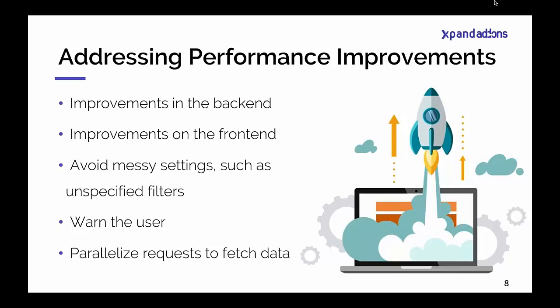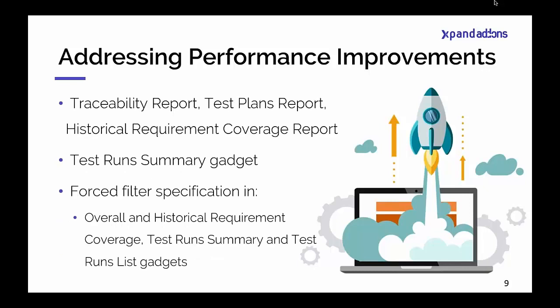And we also made some requests in parallel in order to obtain the relevant information for the reports or for the gadgets. As you can see, we made improvements in several of the heavier built-in reports and also on the most expensive gadgets. We also took some preventive measures, such as avoiding unspecified filters for test executions or requirements in some of the gadgets. So have in mind that improving performance is an ongoing effort. It never ends, in fact. So expect additional enhancements to come in future versions.